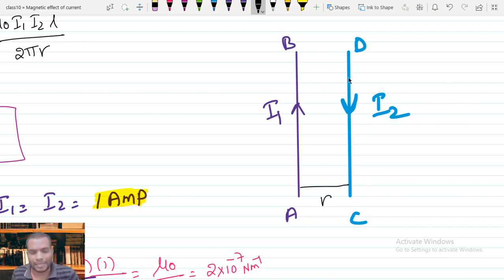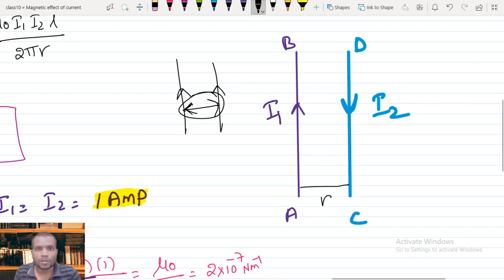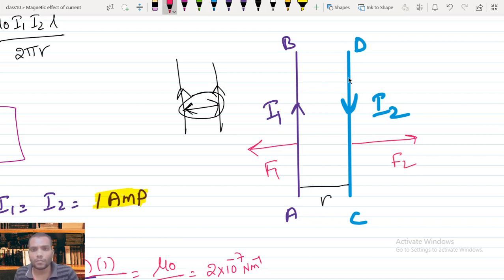Now what could you expect? If the currents are in the same direction, the force is attractive. They both attract each other. But when the currents are opposite, the two wires will repel each other. So this is the force F1 and this is the force F2. The two wires will repel each other.